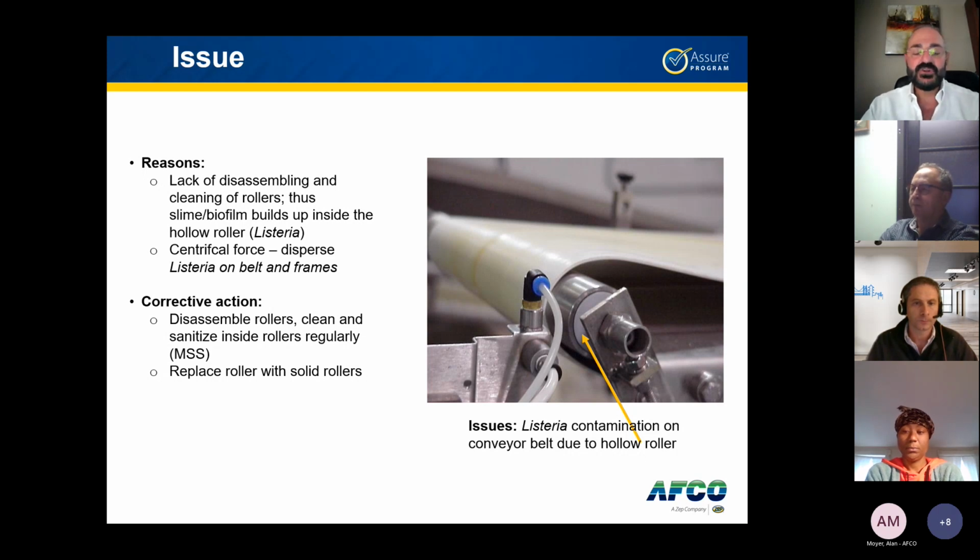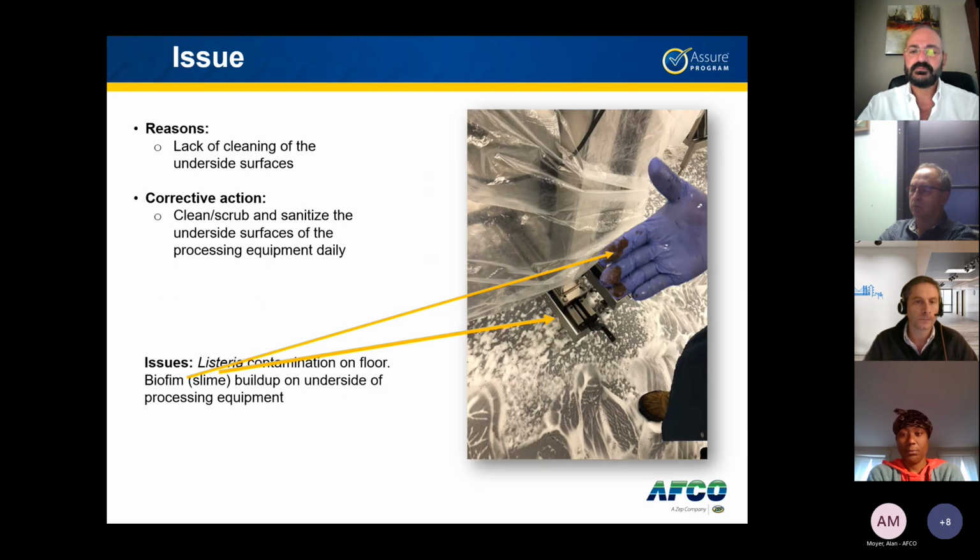So what you need to do is put these rollers on a master sanitation schedule to be taken apart, cleaned on the inside with brushes, and the cover put back together. If you have the budget, get solid rollers without the need for two parts, like that plastic cover. Some of them come as solid rollers with no cover, so nothing gets inside the roller. This is your best option.